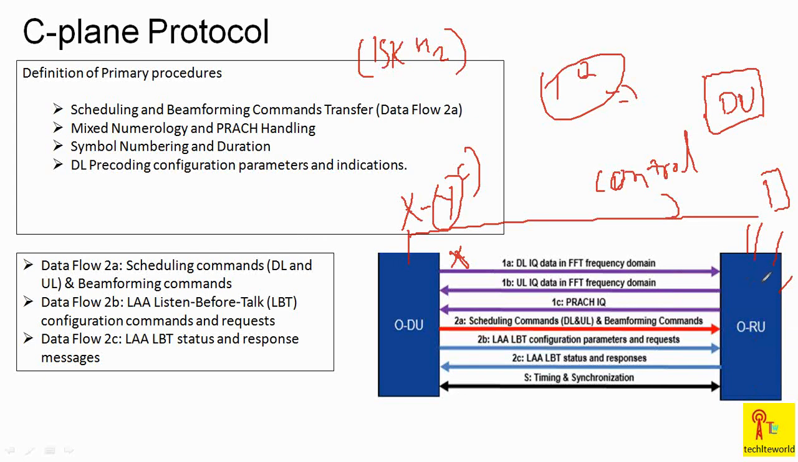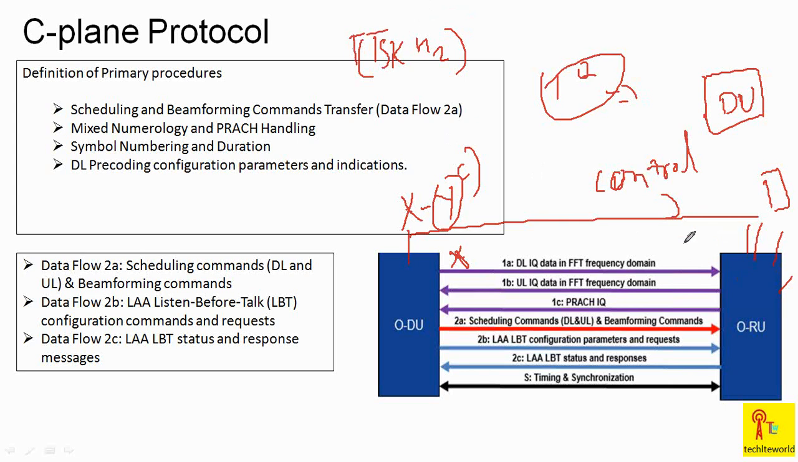But here we are using different numerology. And if you have some idea about 5G, maybe we will cover those things in the next webinar, the 5G basics webinar. So that is out of scope here. But at least you have some idea that there are different numerologies. So here in legacy network, 15 kilohertz is fixed, right?